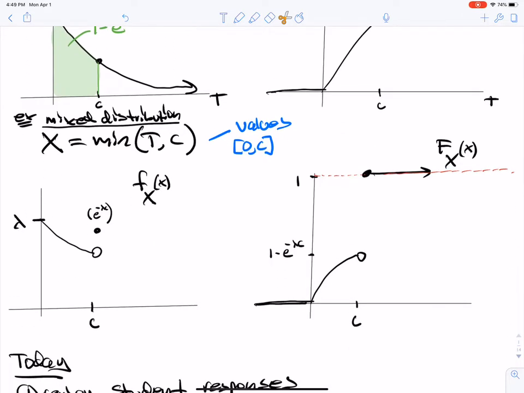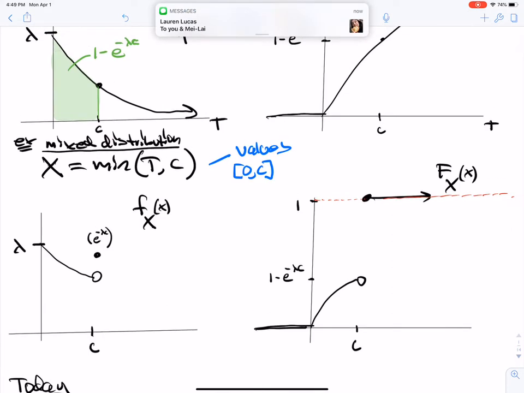If you have a mixed distribution, this takes values between 0 and c. It can't be larger than c. So all of the mass from the exponential that isn't between 0 and c would need to be concentrated right at c. That's why at c we have a single mass of height e to the minus lambda c. And so the CDF is as shown.